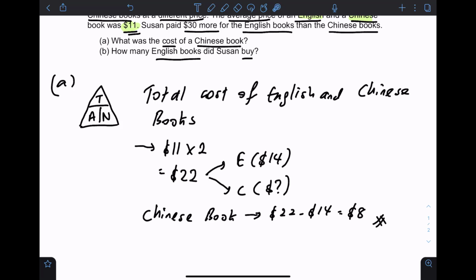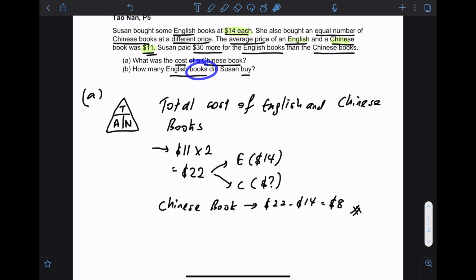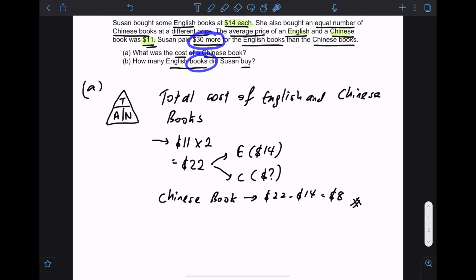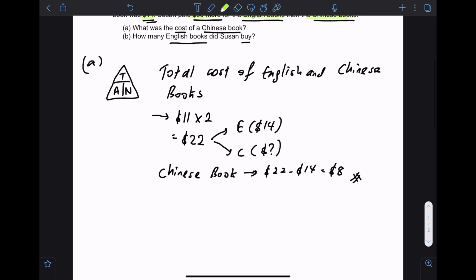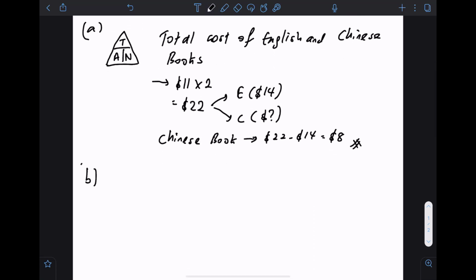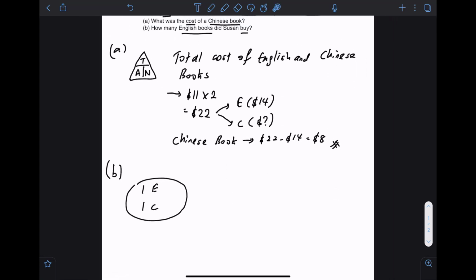Now, and then part B, how many English books did Susan buy? Bear in mind, she paid $30 more for the English books than the Chinese books. And this is very important information. Another important information is that she bought an equal number of Chinese books. So for part B, we can put one English book and one Chinese book into one set. Why 1 and 1? Because she bought an equal number.